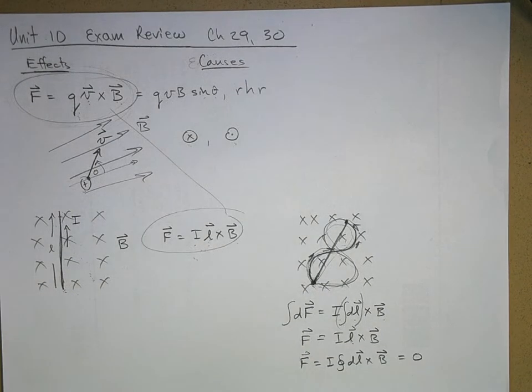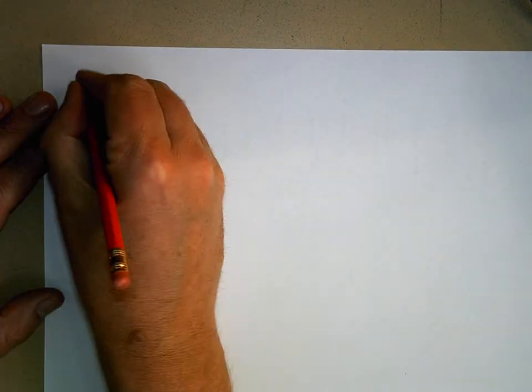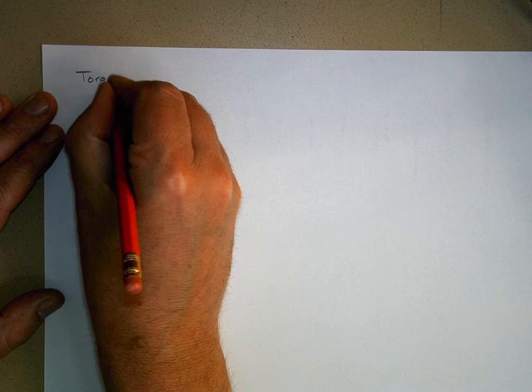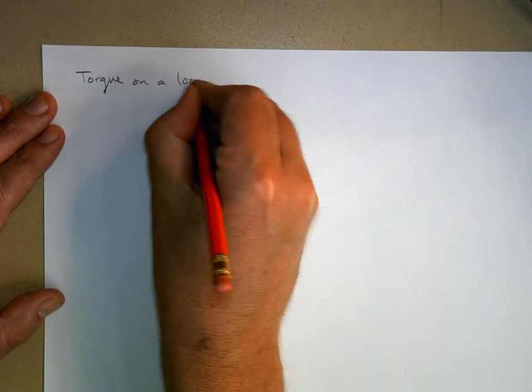However, if you have a loop of wire in a magnetic field, you will get a torque. And we derived that as well. And again, if I rederive everything, this review lecture will be 4 hours long. So again, I'm just kind of reviewing the basic results that we got. So we will have a torque on a loop of wire.